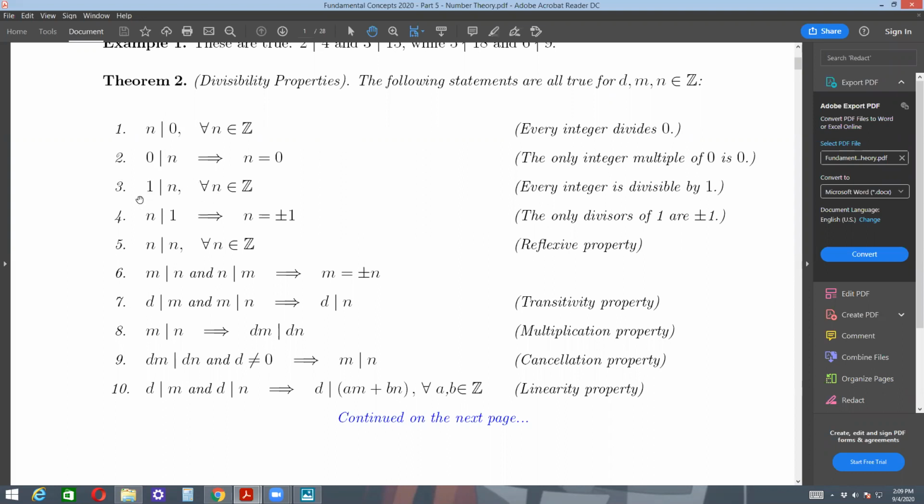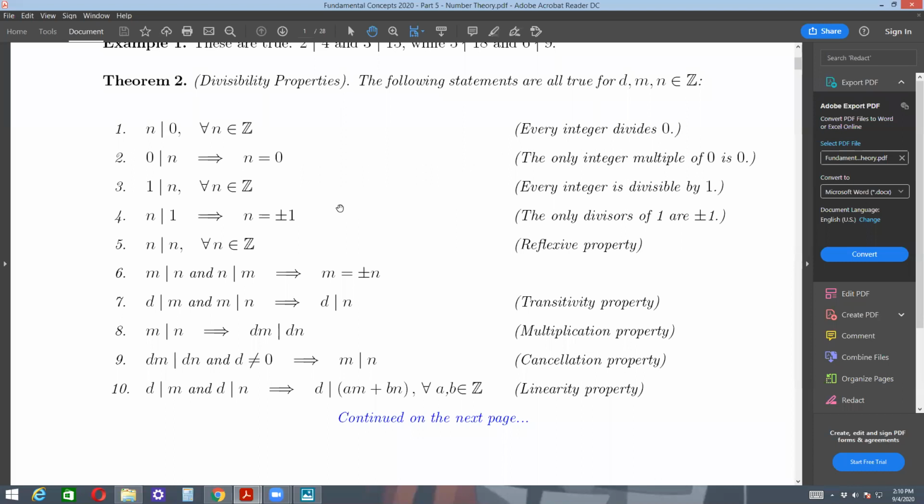Okay, the third one and the fourth one are straightforward. So basically 1 divides everything because everything is a multiple of 1. And if you want a number to divide 1, that could only happen if the number itself is plus or minus 1. The fifth one is called the reflexive property.